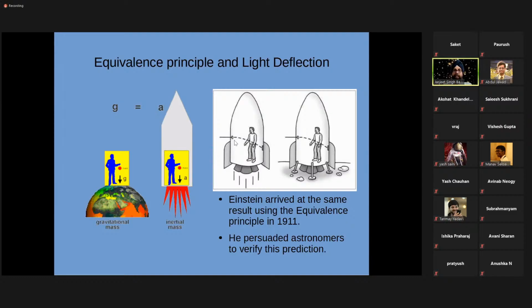Therefore, any experiment you do in one should be possible to replicate in the other frame. On that basis, he said that if I am in a rocket and a beam of light enters from the side, because the rocket is accelerating, the light beam will not move in a straight line. It should move in a curved, parabolic path. The same thing should happen in a uniform gravitational field, and he arrived at the same equation and the same numbers that Soldner did.